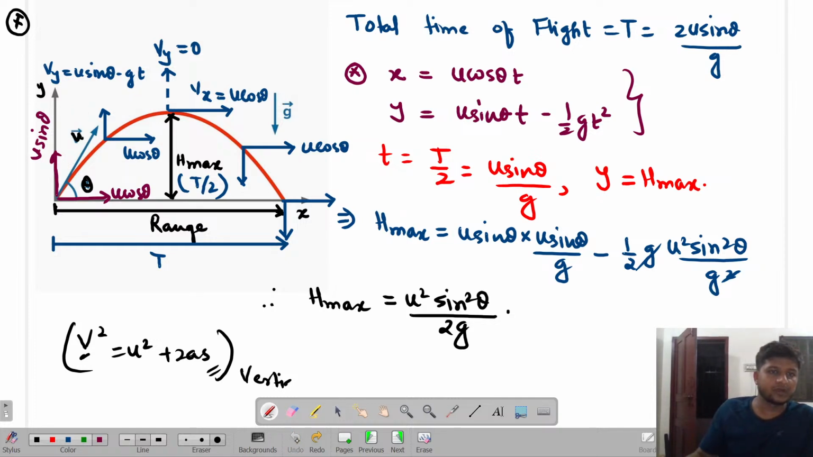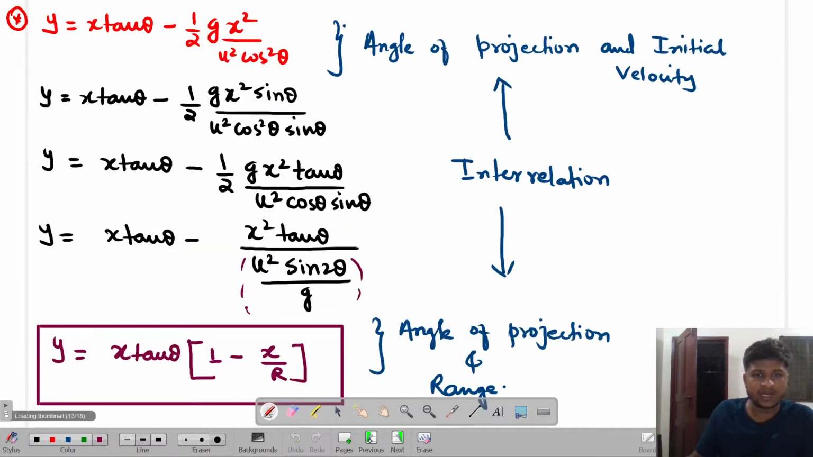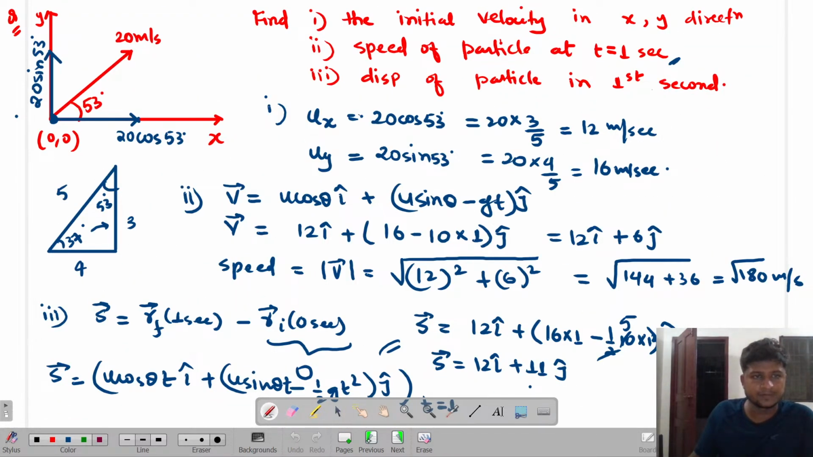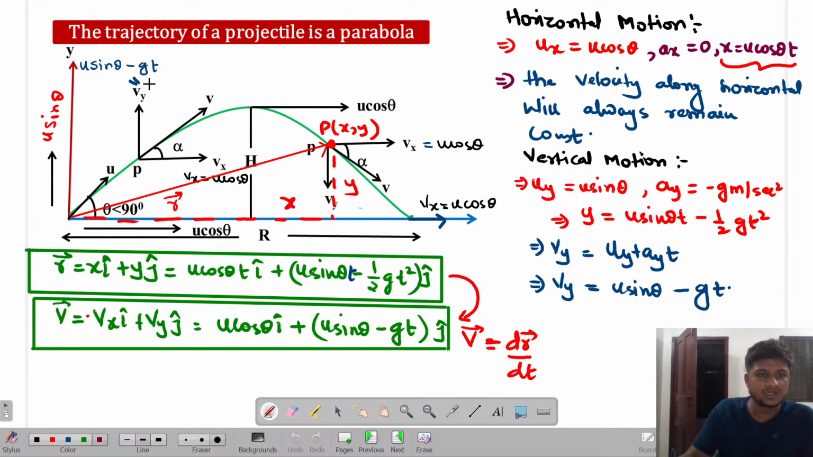Got it? So remember that in the projectile there are three important parts. Before h max I travel vertically upwards. After h max I travel vertically downwards. Clear? So therefore, remember that when I was discussing this projectile part, I discussed the same thing, that along horizontal nothing changes, but along vertical everything is going to change.